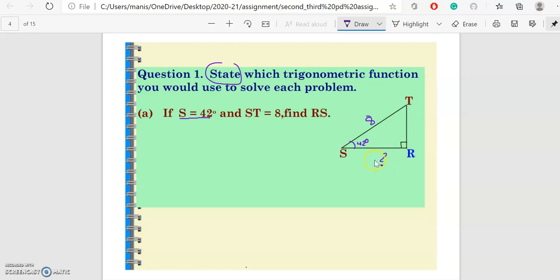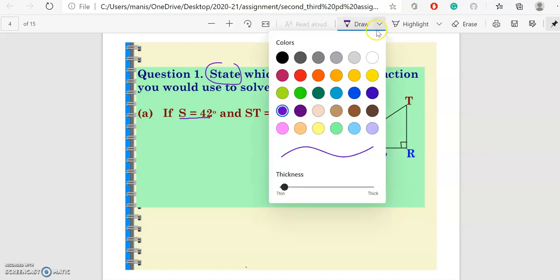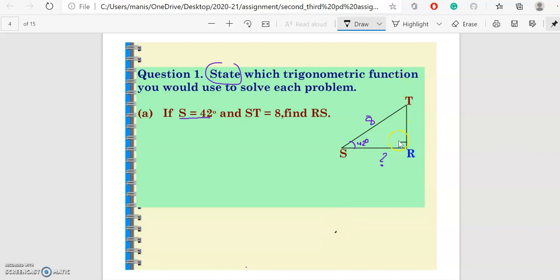RS. What we have been doing earlier, the first thing is we need to label our triangle. When we label our triangle, things become a lot easier. So this is called the hypotenuse. Now since they gave us this angle over here, if I'm drawing an arrow like this, this is called my adjacent side. This is a question mark, and this is called the opposite side.